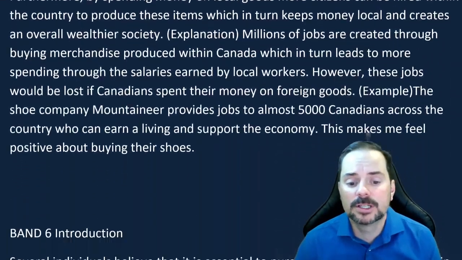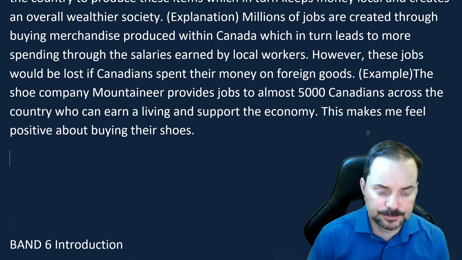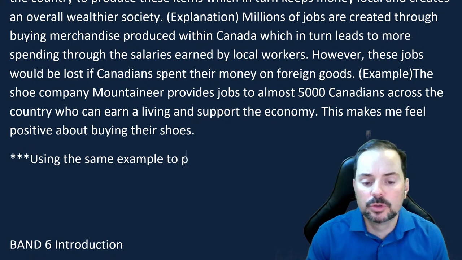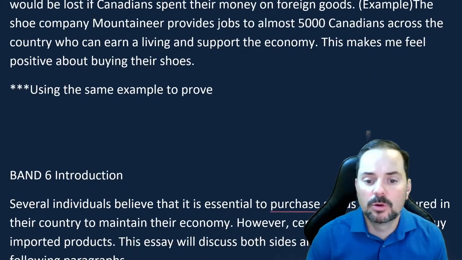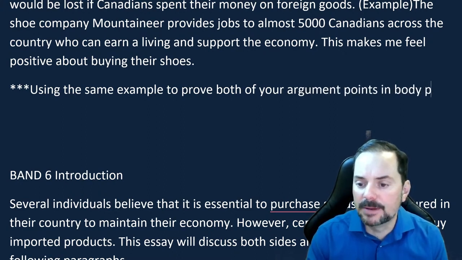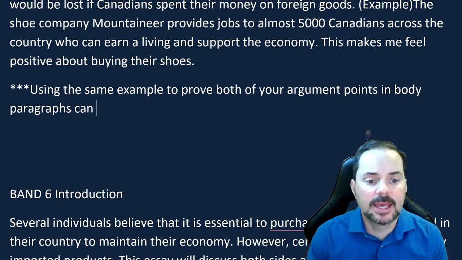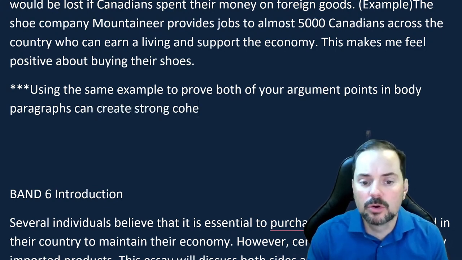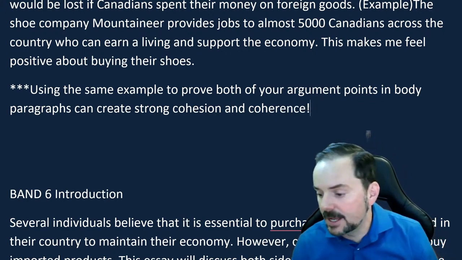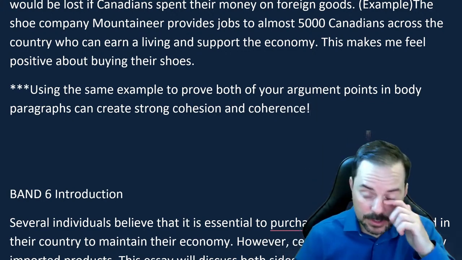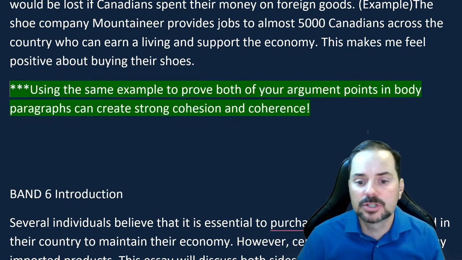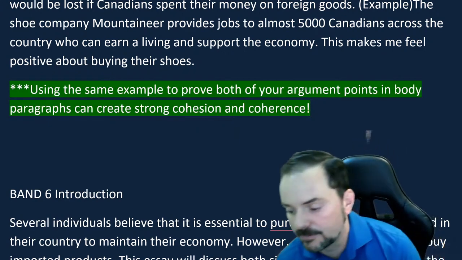Here's a really important tip, students. Using the same example to prove both of your points in body paragraphs can create strong cohesion and coherence. Okay, everybody got that? So everybody got this clear point? Yes, you can use personal pronouns when the essay is asking you for it, Jessica Run.